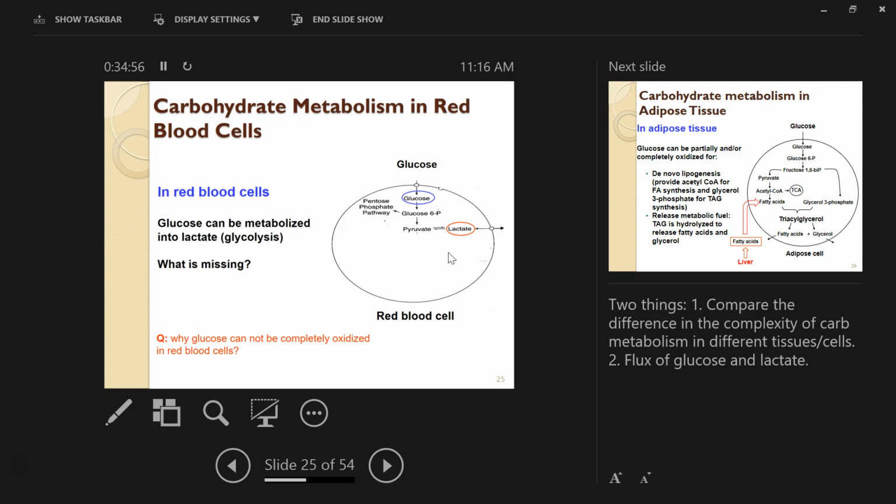Okay, any questions so far? Yeah. So what did you say? What happens to the lactate? It gets sent to the liver? Yeah, it gets to the liver for gluconeogenesis, right?